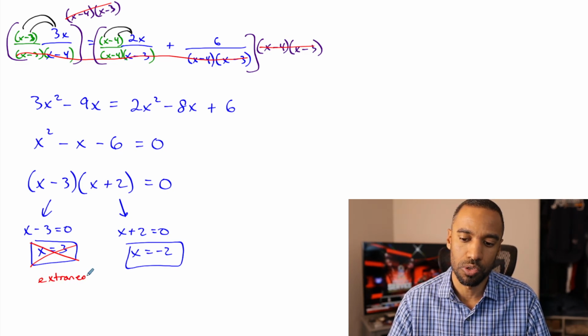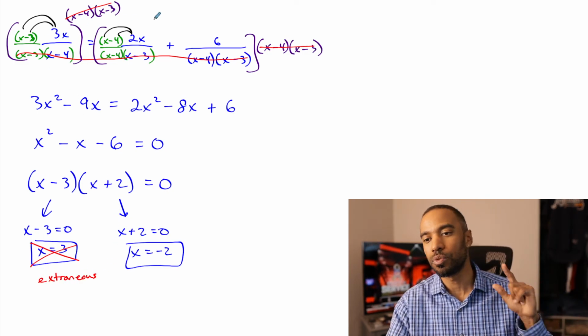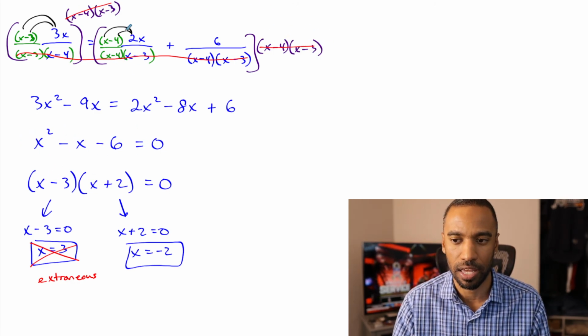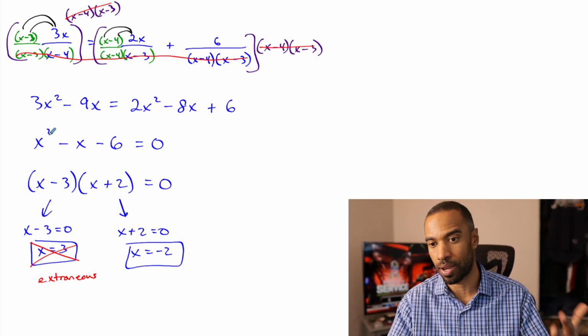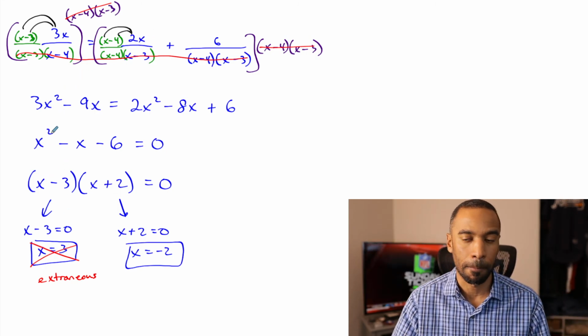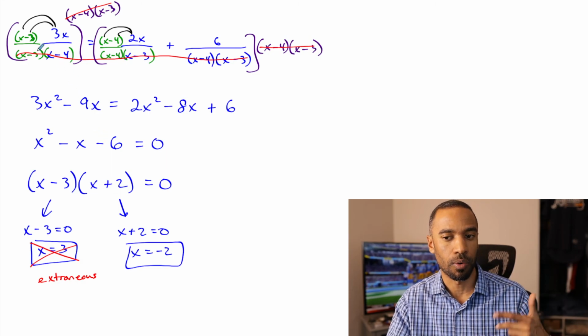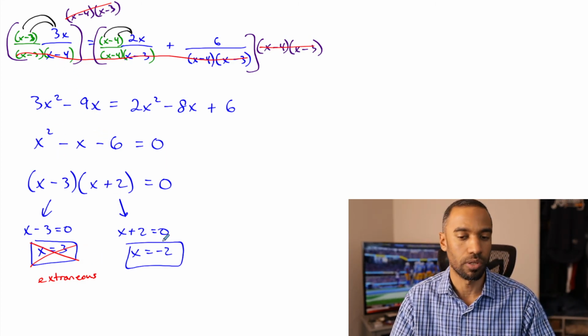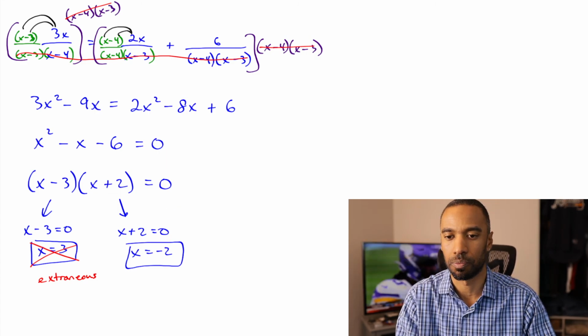It was introduced once I multiplied. See, it was introduced the moment I multiplied both sides by x minus 4 times x minus 3. I created a quadratic where a quadratic didn't otherwise exist. So I created a new solution that never should have been there, or that doesn't know that we were possibly dividing by 0 if we plugged in 3. So that's extraneous. The only solution is x equals negative 2.